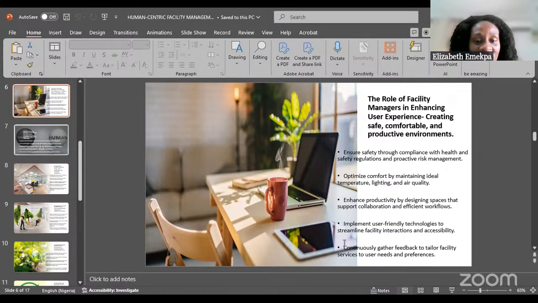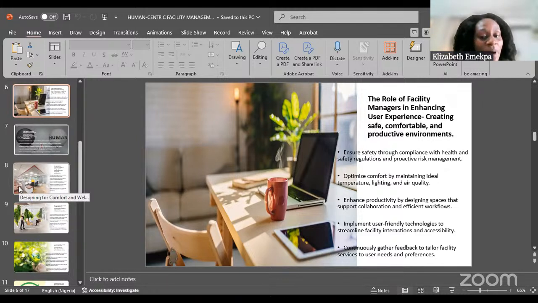Implement user-friendly technologies to streamline facility interaction and accessibility. The word there is user-friendly technology, all right? When we are building our gadgets, let us ensure that these things are user-friendly. I've seen some homes where they have automations and these automations become a nuisance. That's the word, okay? You can't off your light, you can't off this, you can't off that, one after the other. So let us implement things that are user-friendly to our occupants, okay?